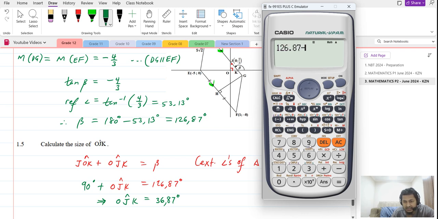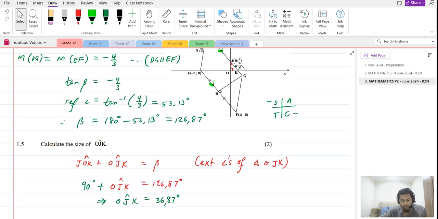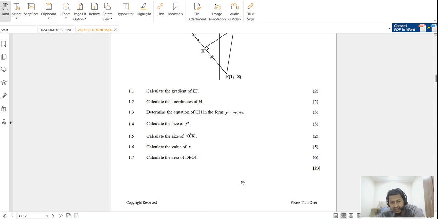126.87 minus 90. So there we have 36.87 degrees. That's the size of OJK. Nice simple problem. Or you can go and find the angles on a straight line, then the sum of angles of a triangle. Right. So I hope you guys are understanding.